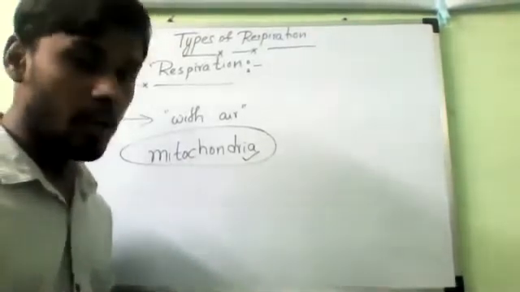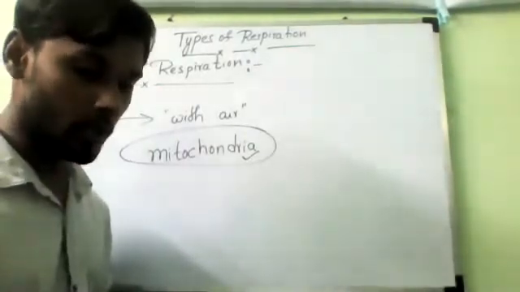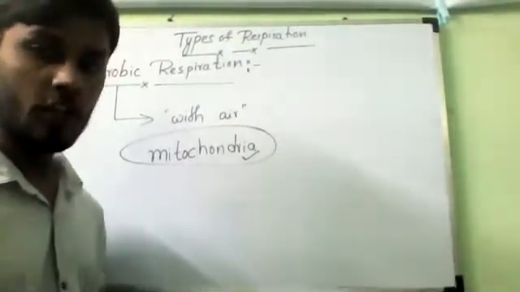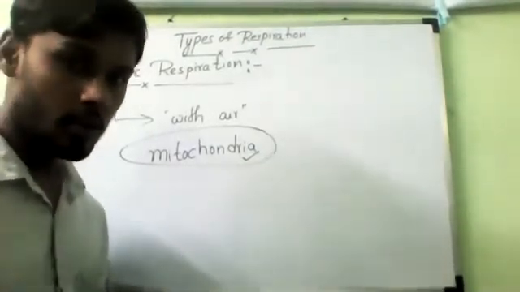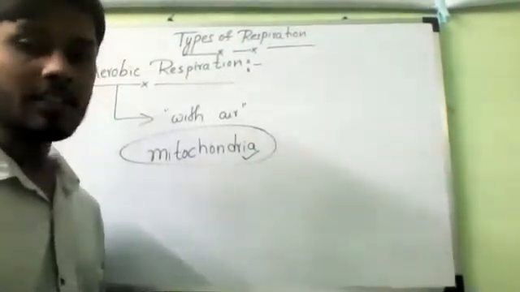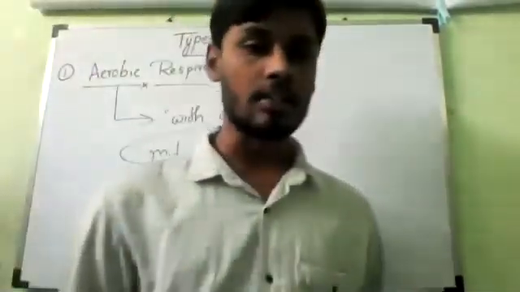So mitochondria are the sites of aerobic respiration in the cells. Do you understand? Now let us discuss what kind of animals carry out this respiration. We'll see here.